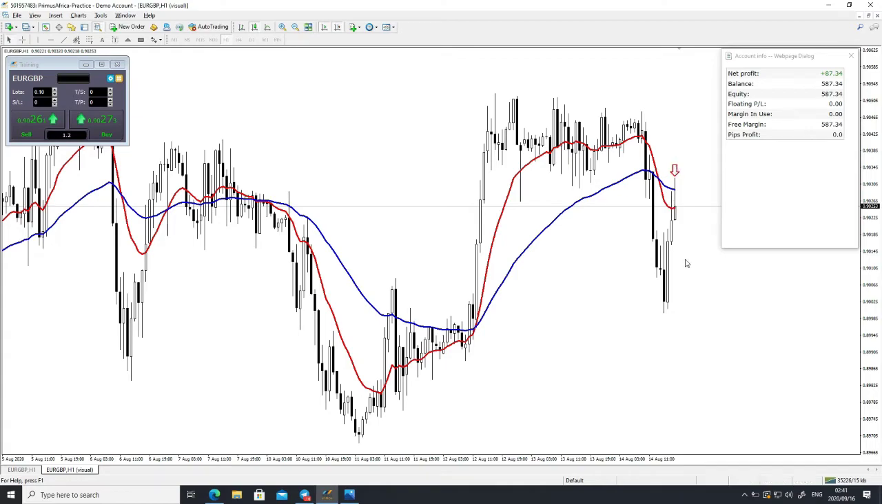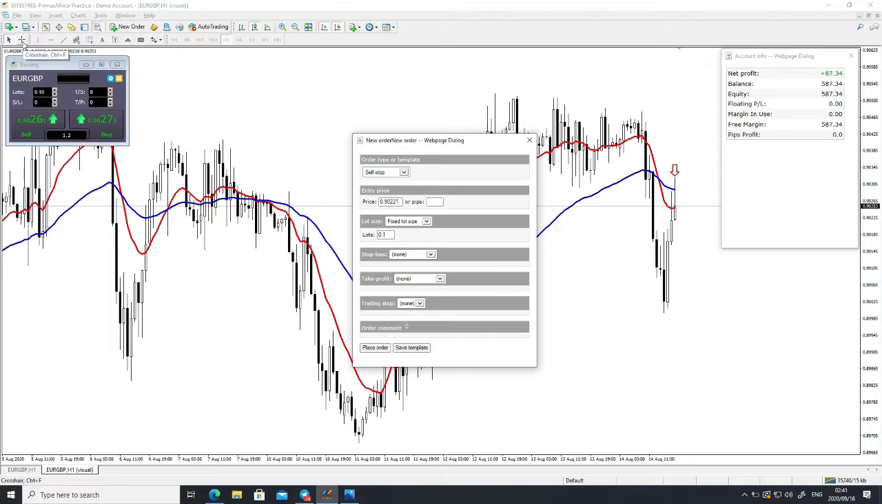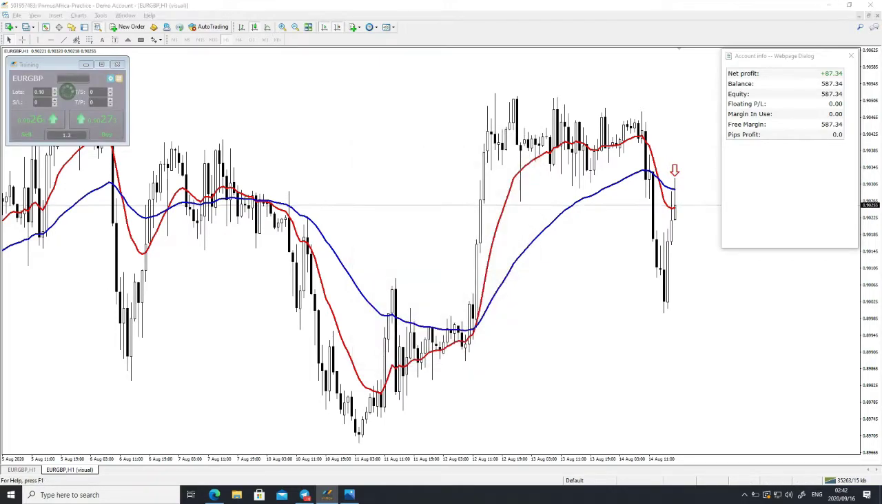So here's a sell signal. So we must put our sell order just below the red line. There we go. So remember, we're still gonna risk $20. So in that space, $20 is gonna be 0.12. Okay. Then we are gonna place the trade.